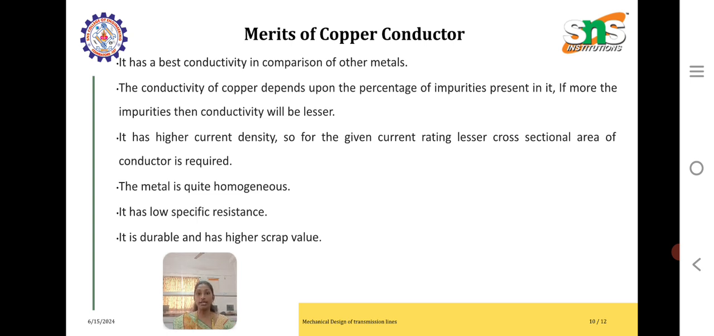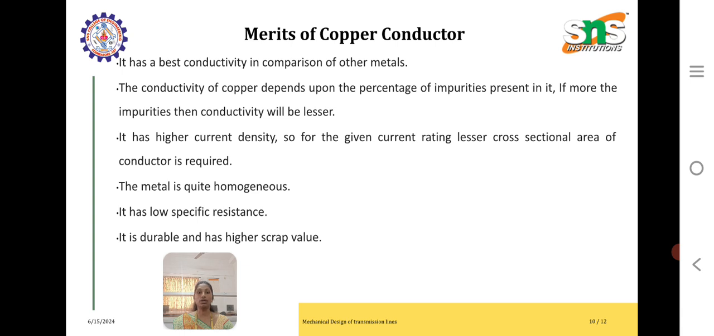What are the advantages of using copper conductor? The conductivity of copper depends upon the percentage of impurities present in it. The more the impurities, the lower the conductivity. It has higher current density, so for a given current rating, a lesser cross-sectional area of conductor is required. Since it has a higher current density, we require a conductor with a lesser cross-sectional area. The metal is quite homogeneous. It has low specific resistance, so the current passing through it will be higher.